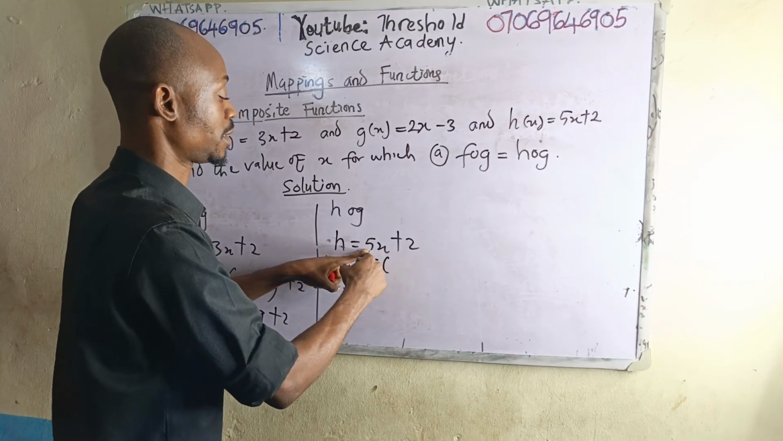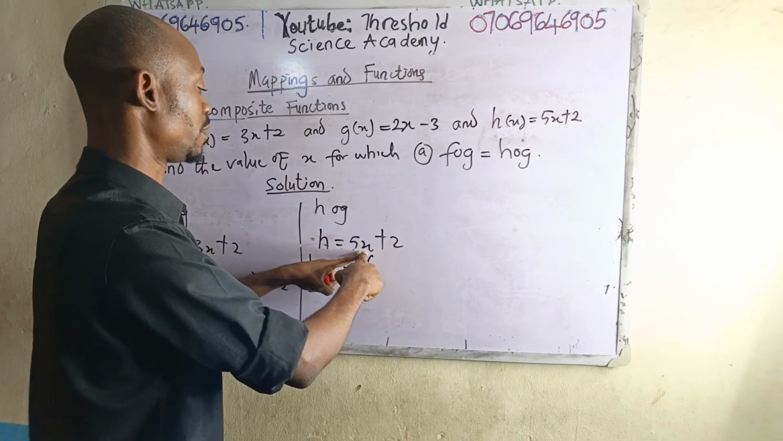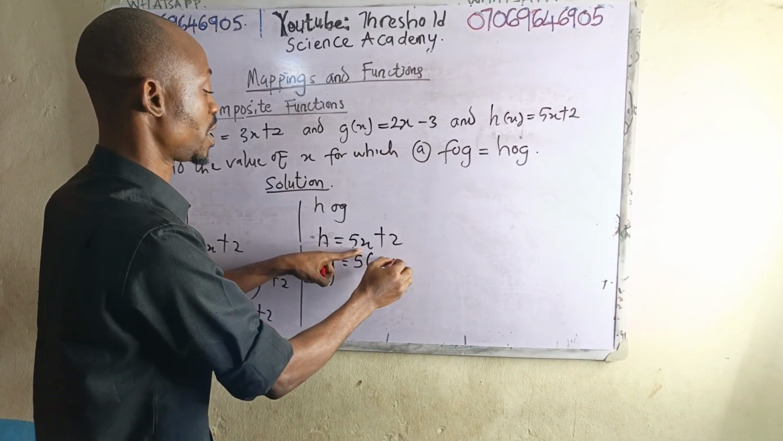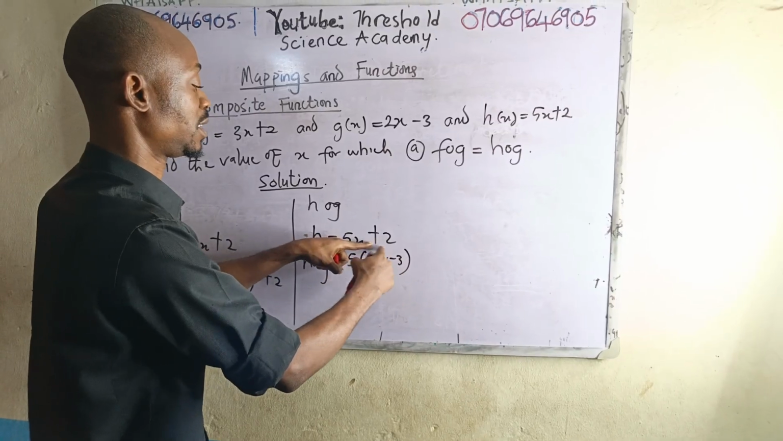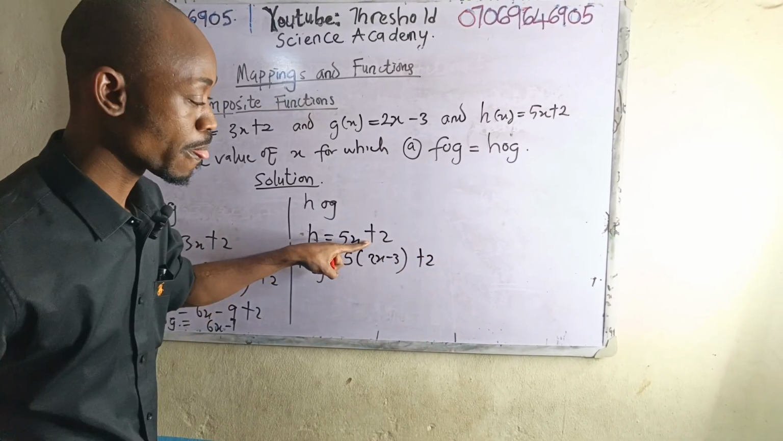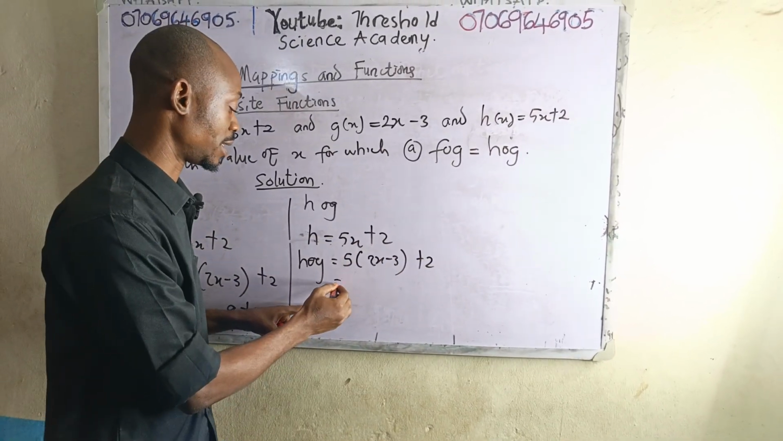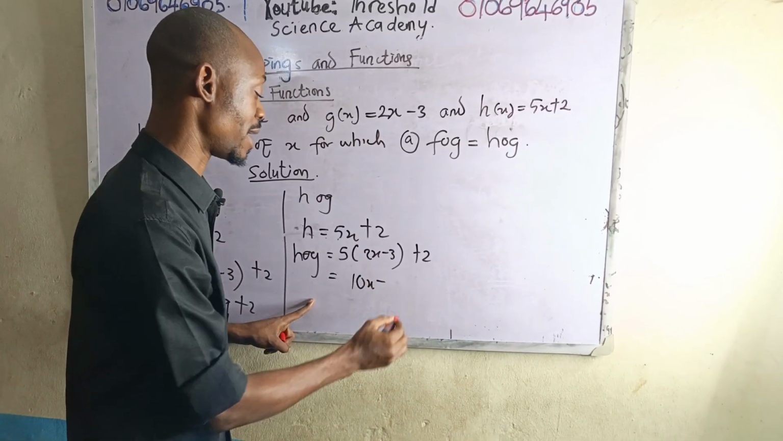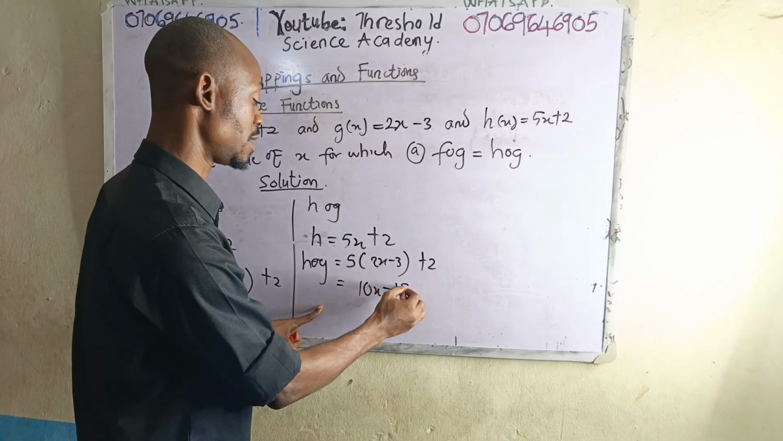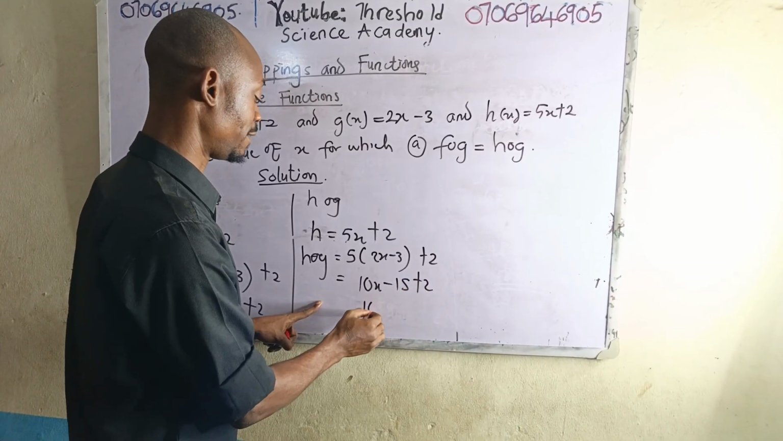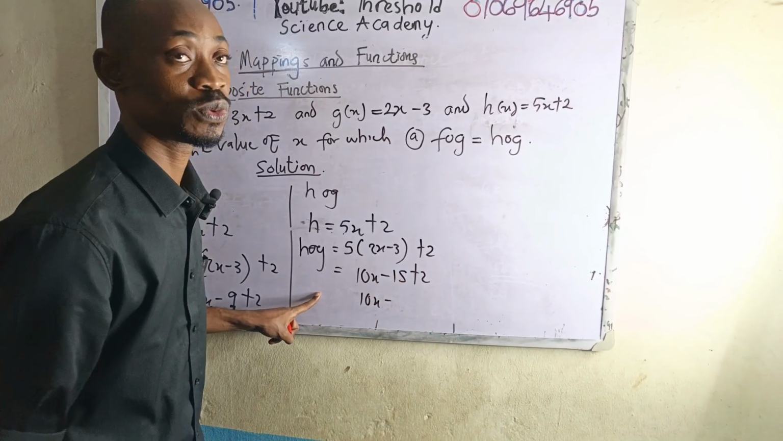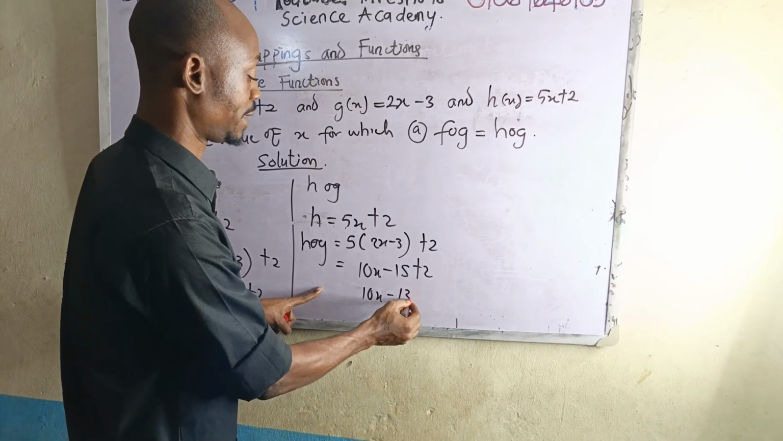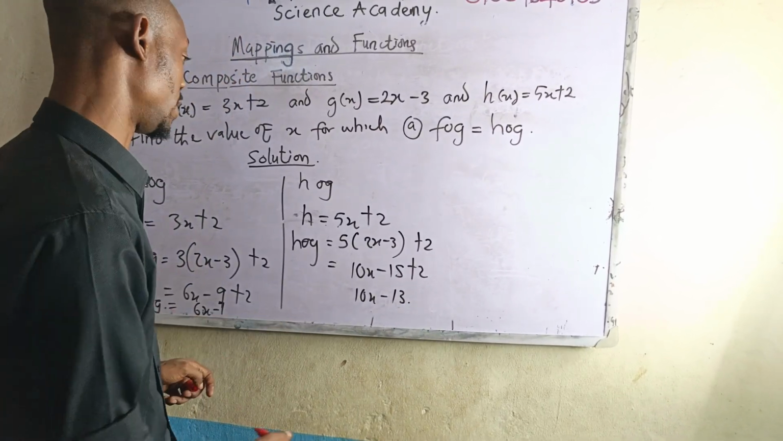So that's going to be 5 times g, and g is 2x minus 3. So 5 times (2x minus 3), and of course there's this plus 2 here. Then open the bracket and simplify. 5 times 2x is 10x, minus 5 times 3 is 15, plus 2. Then I have 10x, and minus 15 plus 2 is minus 13. So h of g is 10x minus 13.